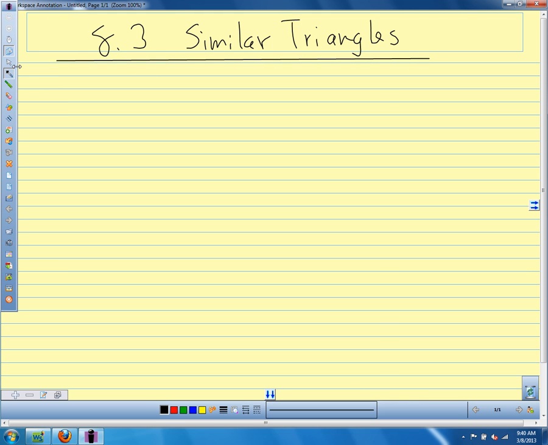And we said yesterday that to figure out if polygons were similar, we had to make sure that all the corresponding angles were congruent and that all the corresponding sides were proportional. Well, with triangles, we can shorten our work so we don't have to check all the sides and all the angles. And it's kind of the same thing we did when we talked about congruent triangles. So let's remember really quickly.